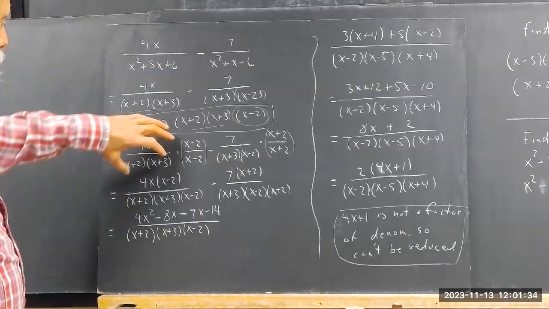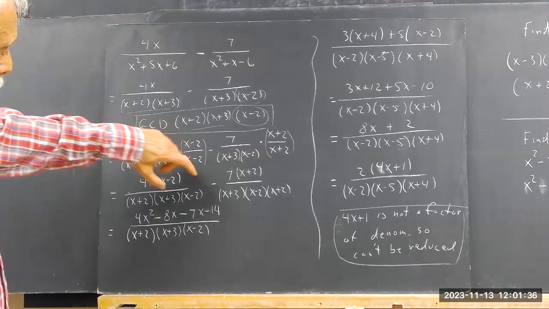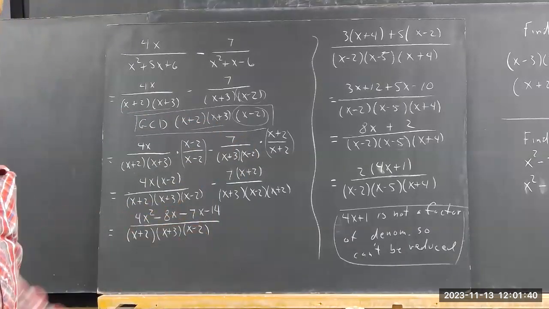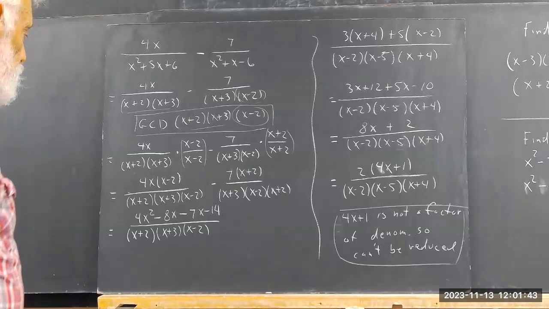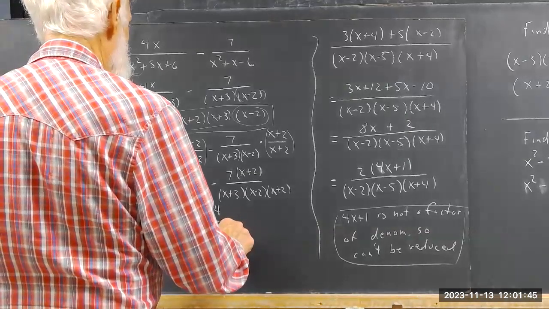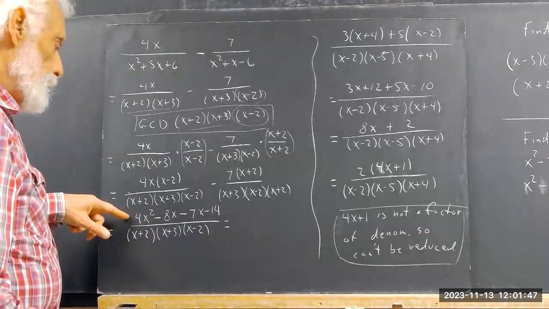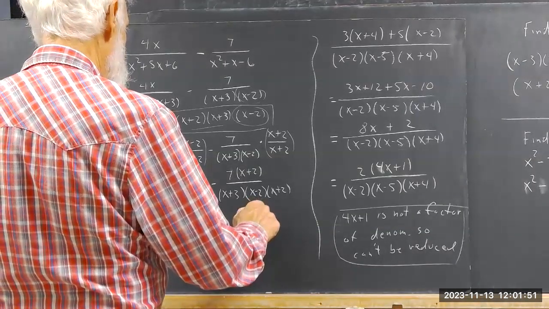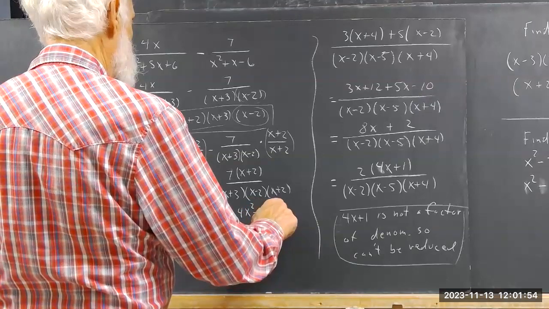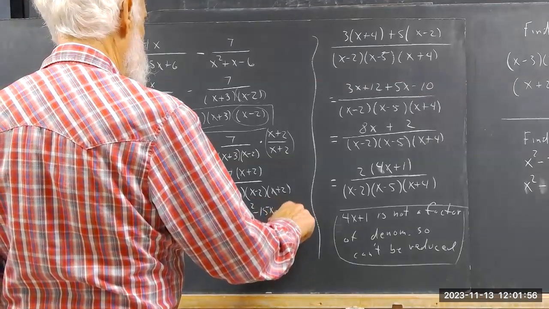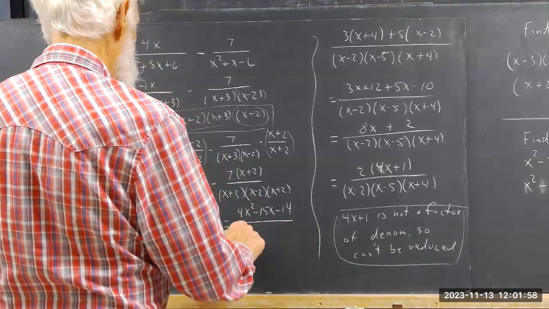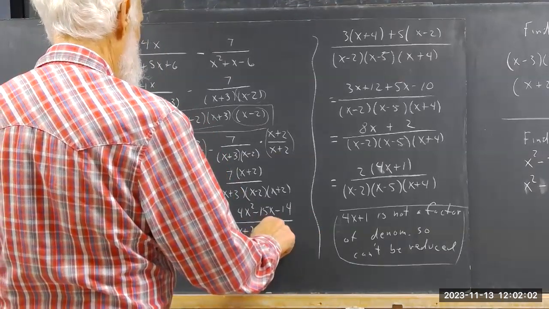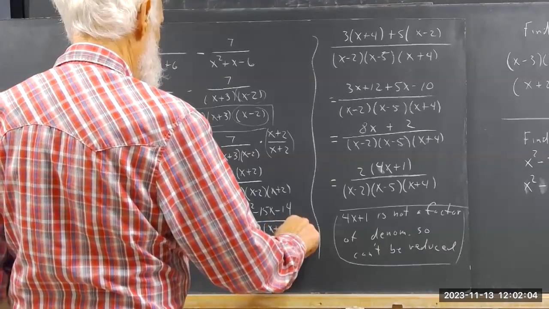Now, if you just have 4x times the quantity x minus 2 minus 7 times the quantity x plus 2 here, well, you want to multiply those out. The reason you want to multiply those out is so we can look at this numerator, which comes out to 4x squared minus 15x minus 14, divided by x plus 2 times x plus 3 times x minus 2.